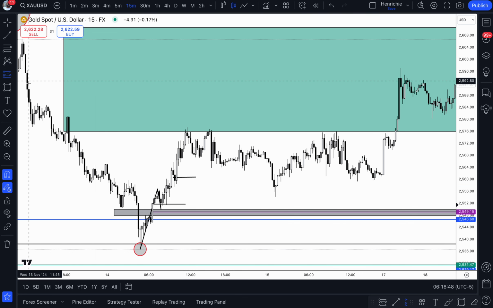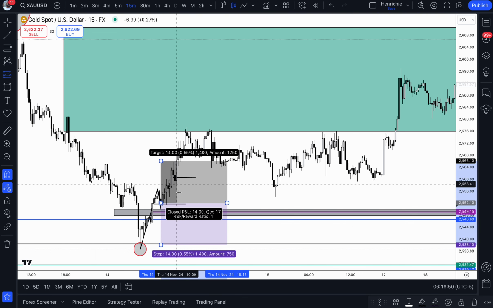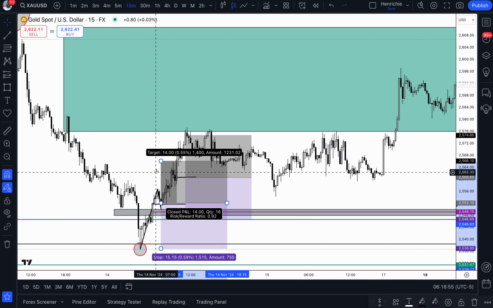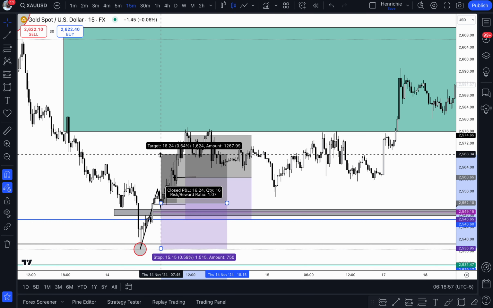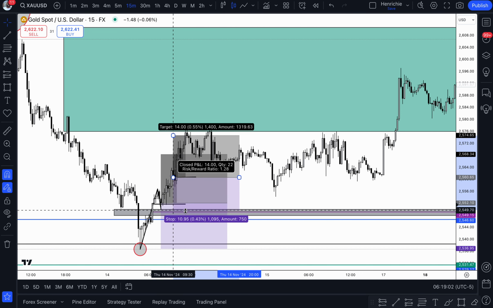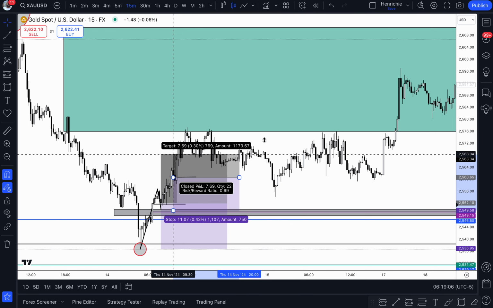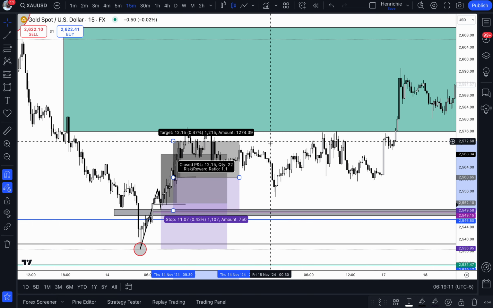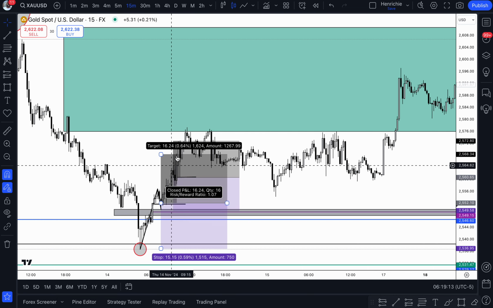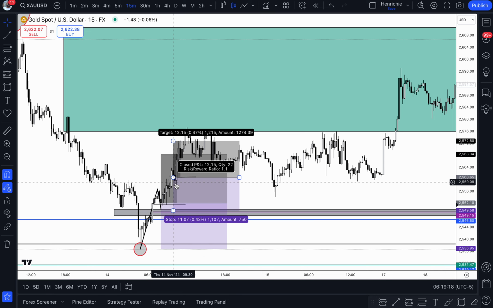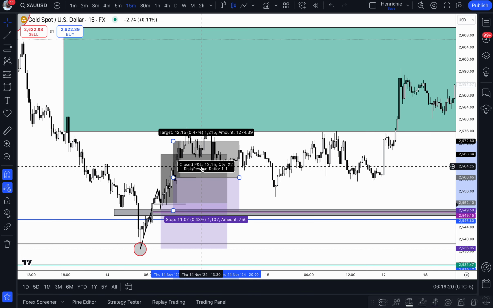So let me just show you this. Right here, first entry, second one. Stop loss right here, targeting 1:1. Second one right here, stop loss, this low, targeting 1:1. And you can see both trades smash take profits. These are two trades, all wins, using fair value gap. You can see the fair value gap, fair value gap.